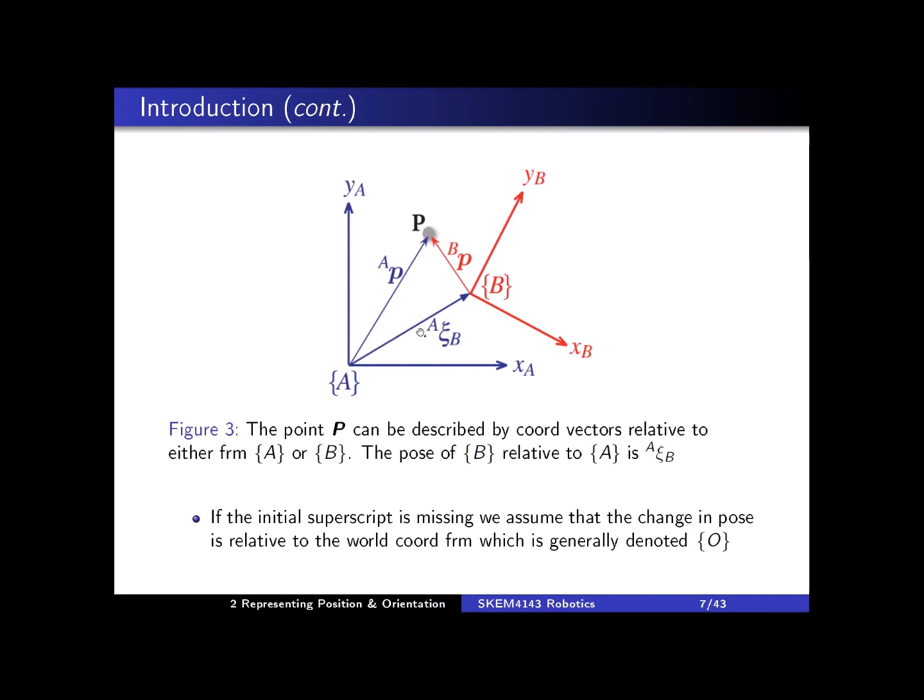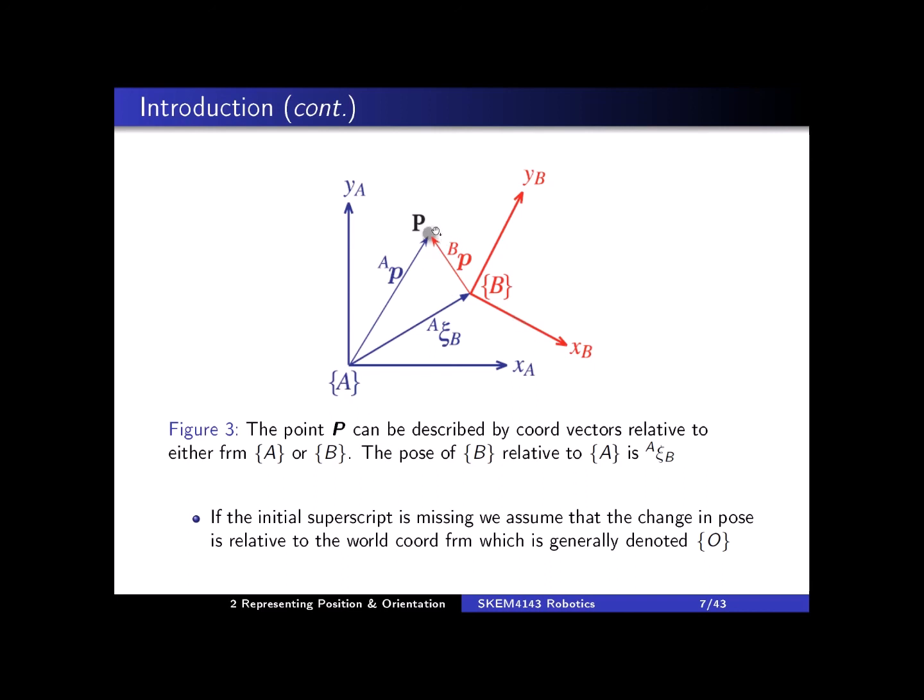So ξ^A_B is the pose, or the position and orientation, of frame B with respect to frame A. Note the superscript and the subscript. The subscript refers to the coordinate frame that we are trying to describe, and the leading superscript refers to the reference. What are we referring to?